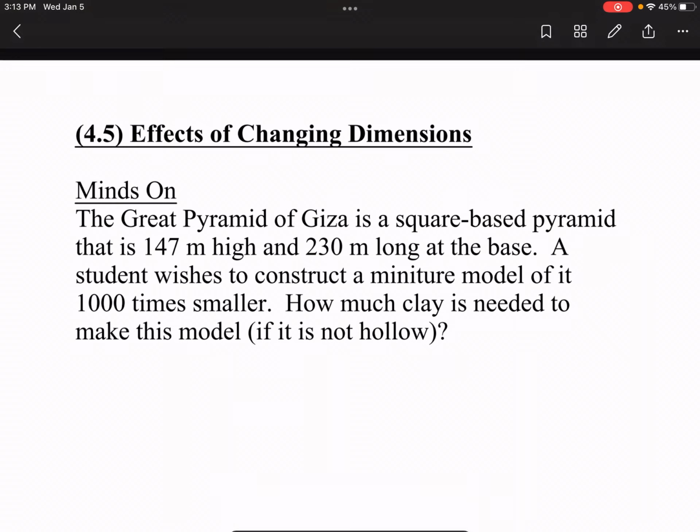Hello and welcome to lesson 4.5, Effects of Changing Dimensions. So first off, we're going to start off with this Minds-On activity.